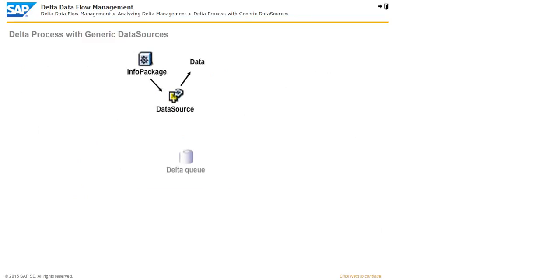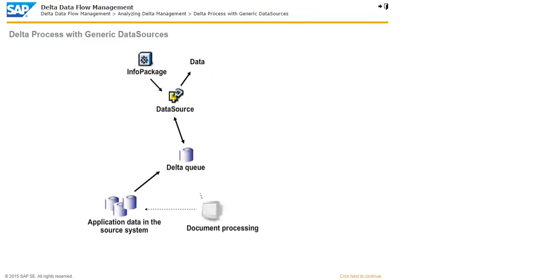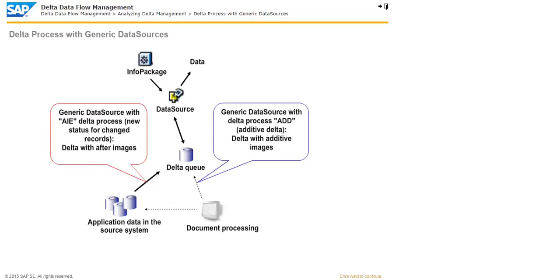With delta processes using generic data sources, the data is transferred into SAP BW with the delta queue in the following ways. With delta type additive delta, the record to be loaded only returns the respective changes to key figures for key figures that can be aggregated. The extracted data is added in SAP BW. Data sources with this delta type can supply DSOs and InfoCubes with data.